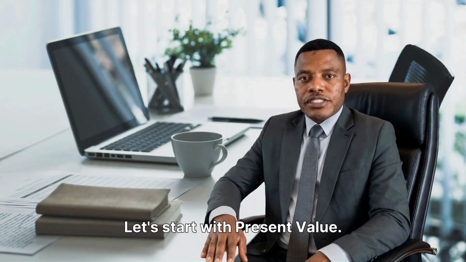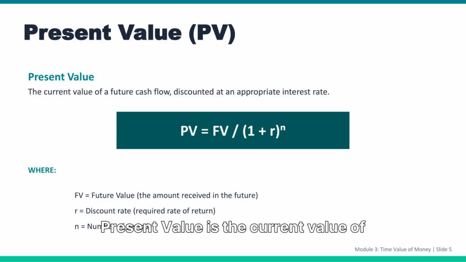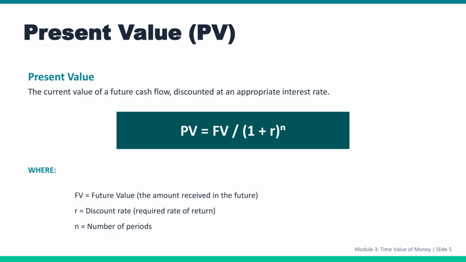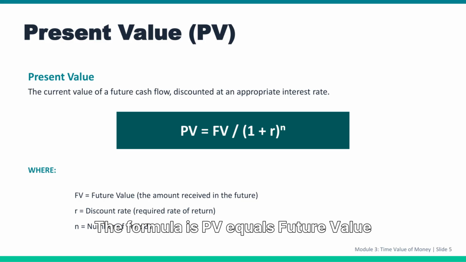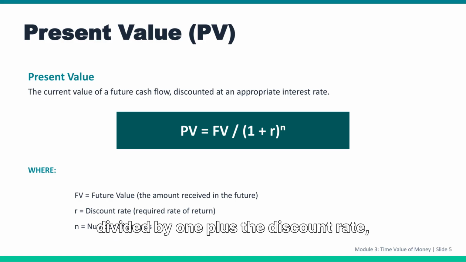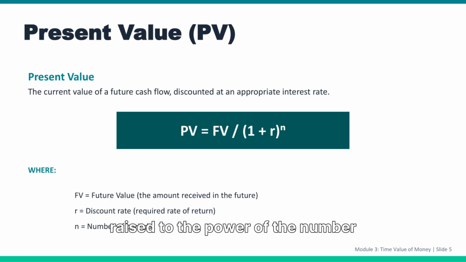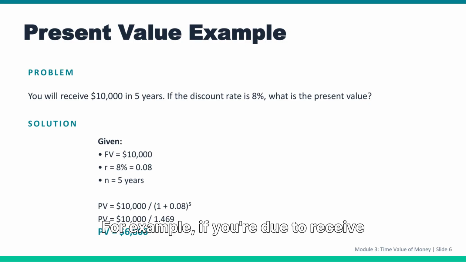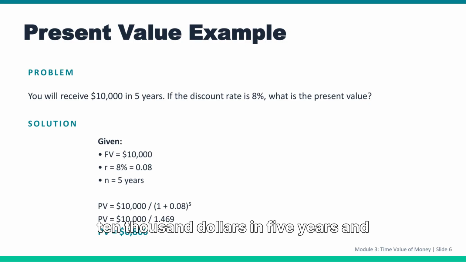Let's start with present value. Present value is the current value of a future cash flow, discounted at an appropriate rate. The formula is PV equals future value divided by 1 plus the discount rate, raised to the power of the number of periods. For example, if you're due to receive $10,000 in 5 years and the discount rate is 8%, the value of that money today is $6,806. This helps us compare current costs with future benefits.